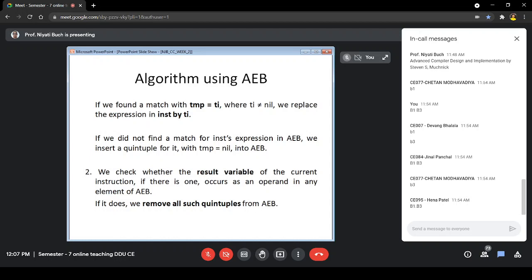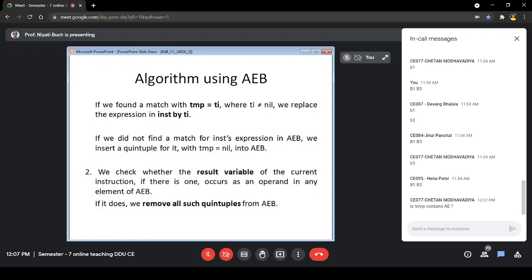In this set we will add a quintuple. Now what we will do, this is the case where we are checking. Okay, now what is the next thing we do? There is a question, wait, let me just deal with that. Is TEMP contained in AE?